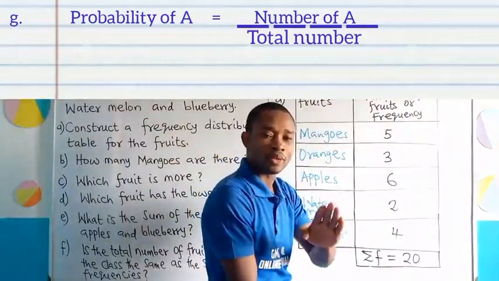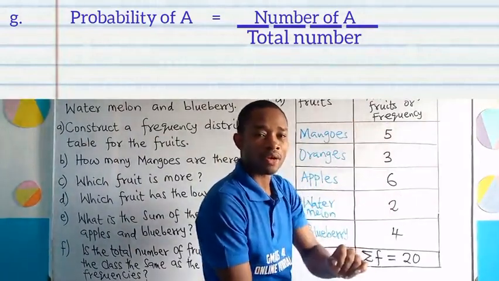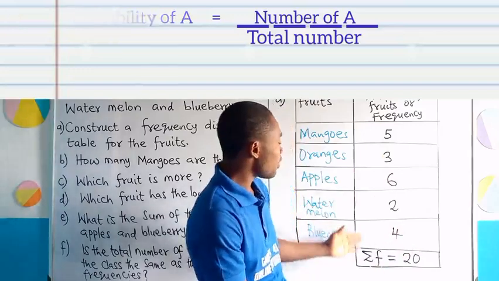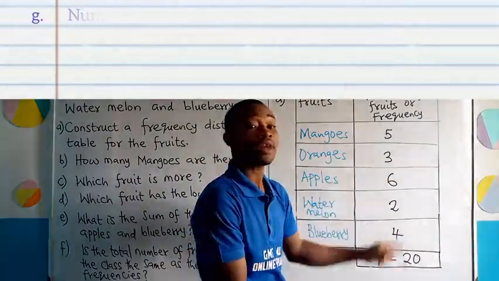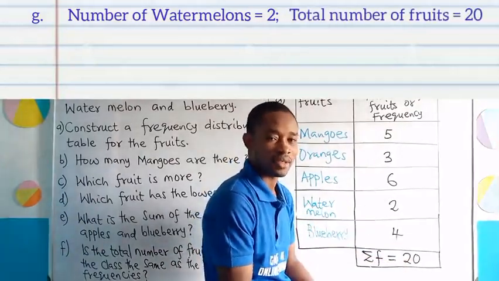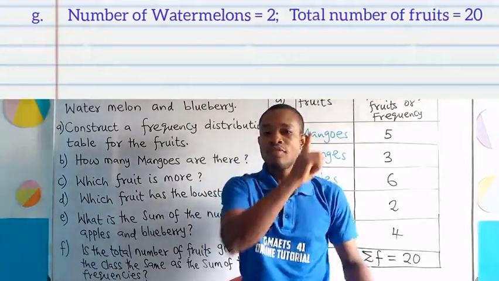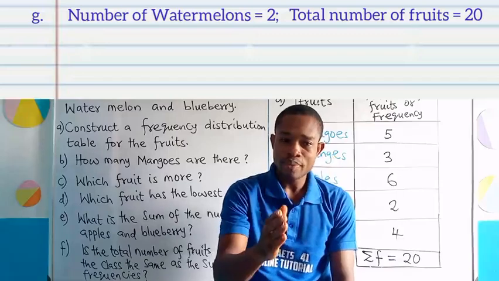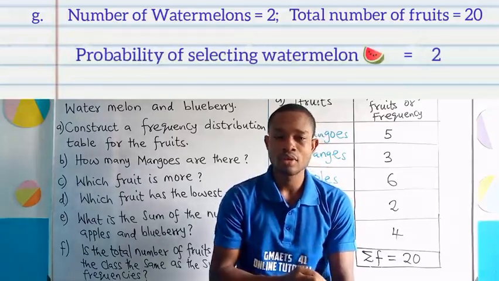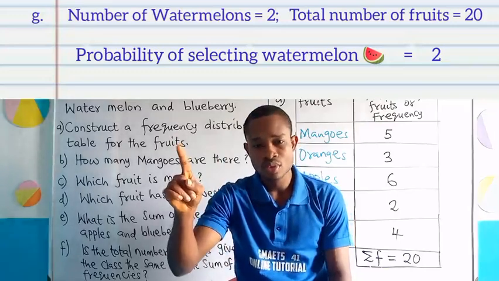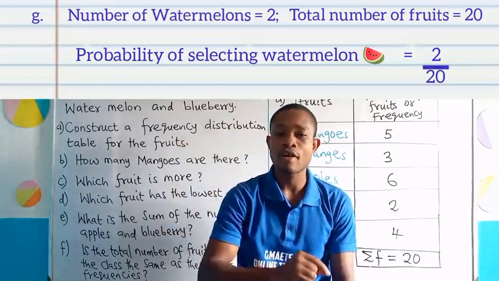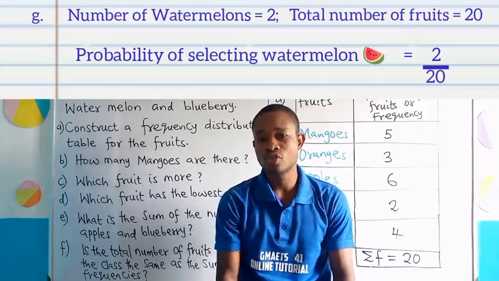So the answer will be simple. It's going to be the number of watermelons divided by the total number of fruits. And how many watermelons do we have in the fruit bag? There are 2. That's good. And what is the total number of fruits? 20. Therefore, the answer to part G of the question, the probability that the fruit selected at random is going to be watermelon, is equal to 2, which is the number of watermelons, divided by 20, which is the total number of fruits. So you have 2 over 20.